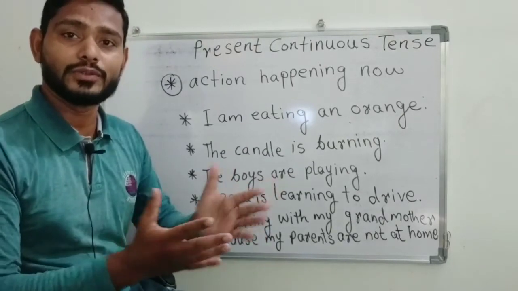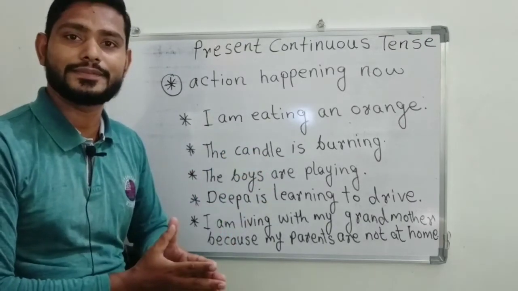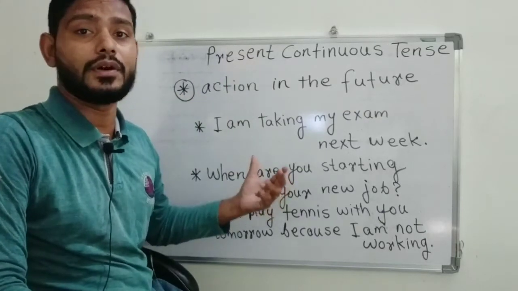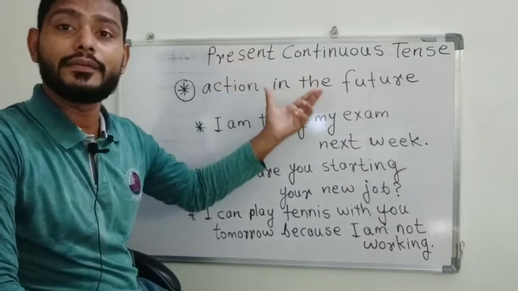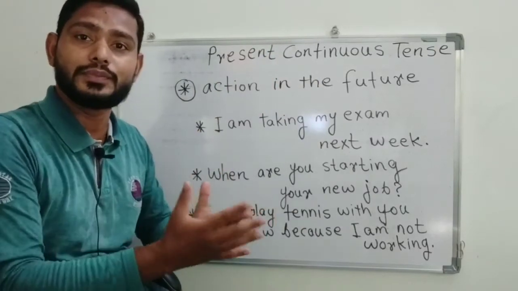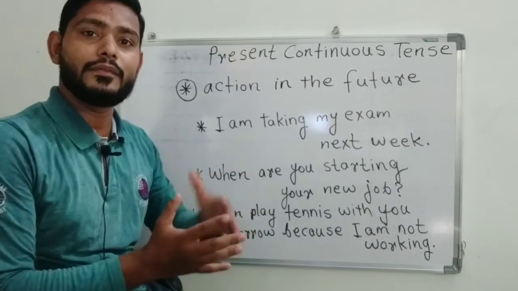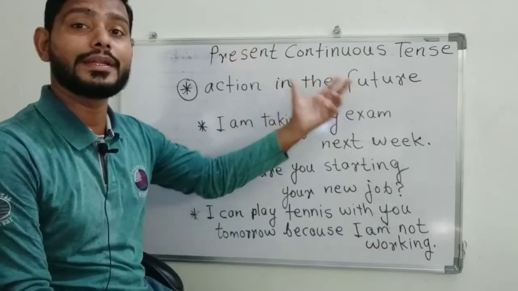Now we are going to learn the second usage of present continuous tense. Here you can see some examples of another usage of present continuous tense, which is to show an action in the future. We can use present continuous tense to show an action that is going to happen in the future.